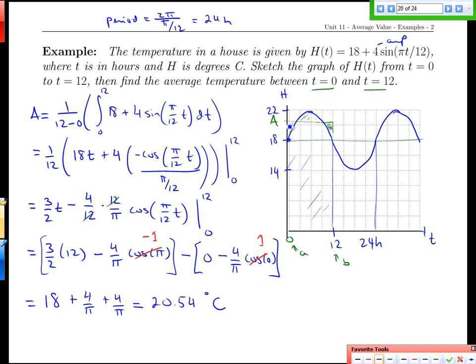The average temperature is a temperature value, and it's going to be just a hair above, or about 0.5 above the 20 line. So pretty much where we sketched it here. And that's an average value calculation using the formula for average values.